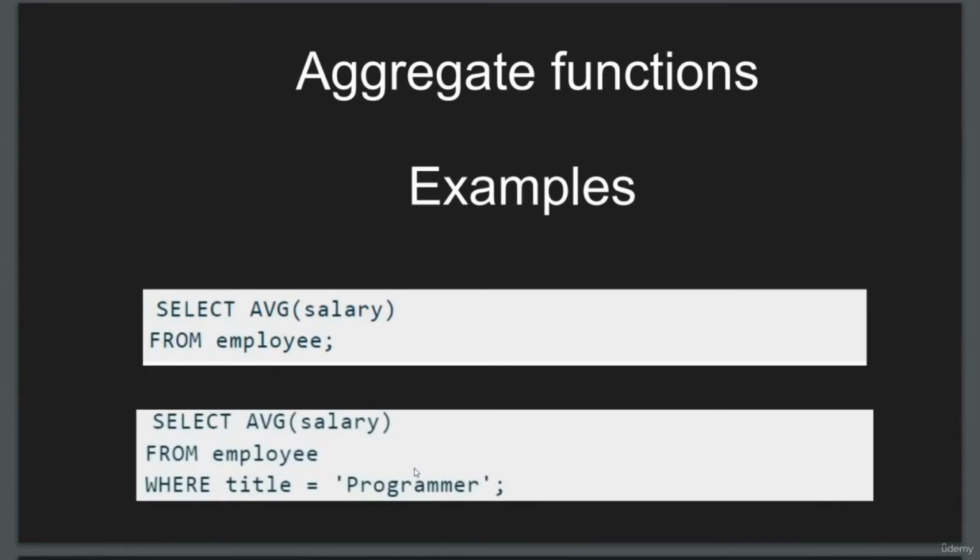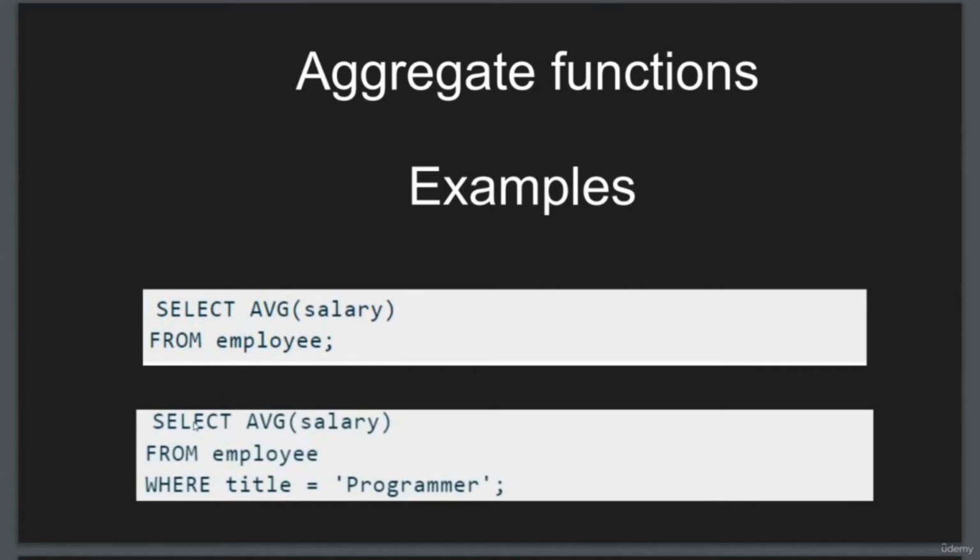So here is one example. We have a table called employee, and suppose we want to check out the average salary of the employee, sorry, salary column. So the average salary will be: select, then we use the avg function, and within that we specify the column that we want to get the average of, which is salary. Then we have from, and the name of the table, which is employee.